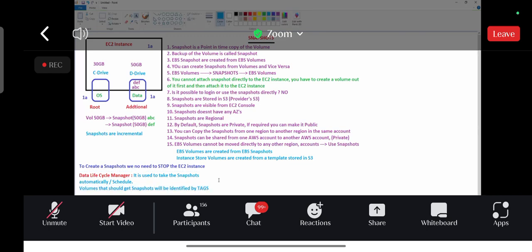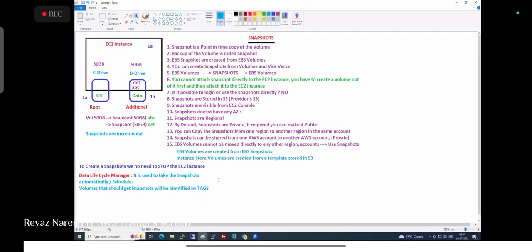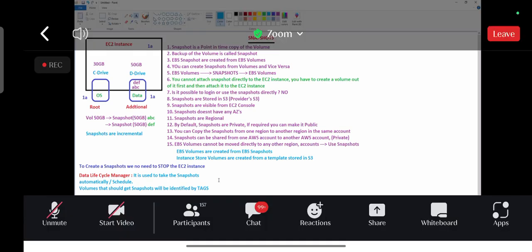There is another jumbo question. Instance store volumes are temporary, right? Yes. Can I have a snapshot for an instance store volume? I said no. If I stop and start the EC2 instance, the data will be lost. So you cannot manage snapshots for instance store volumes. Answered, hence proved.